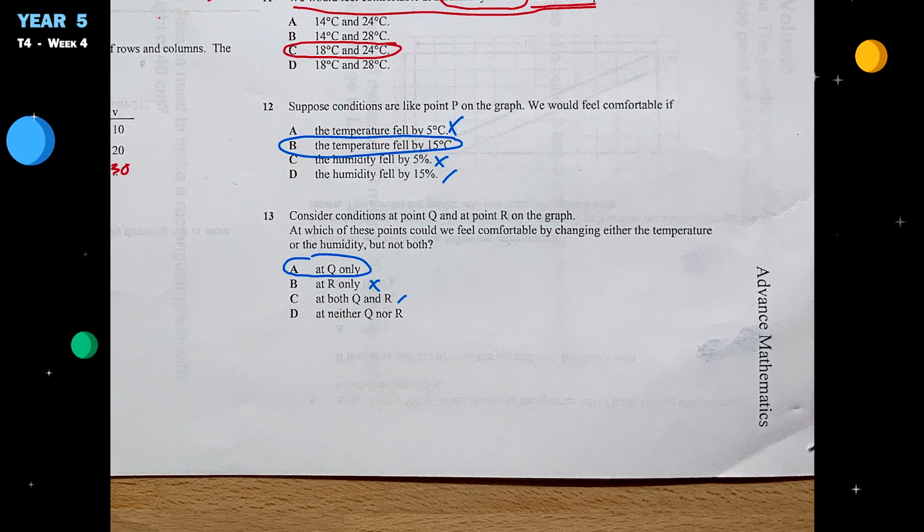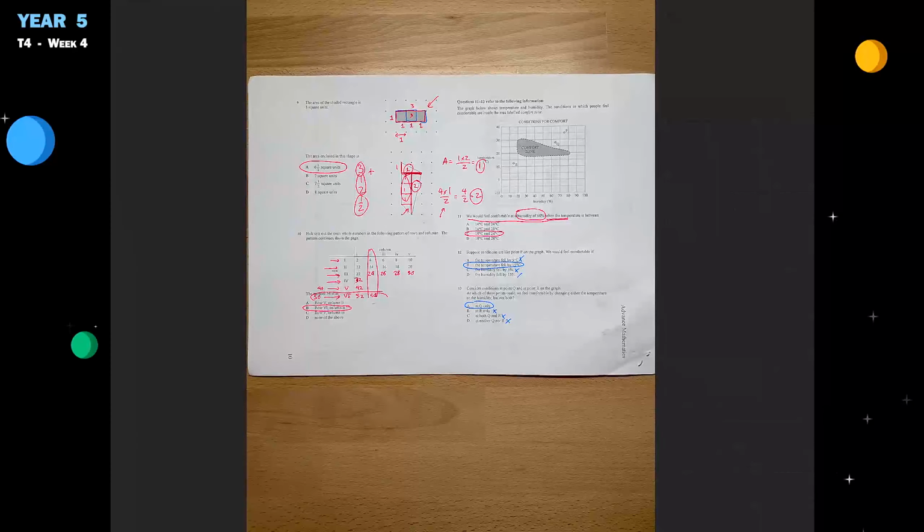Point R, no. Both of that, neither of that, no. So there's your answer. And that's the last one.